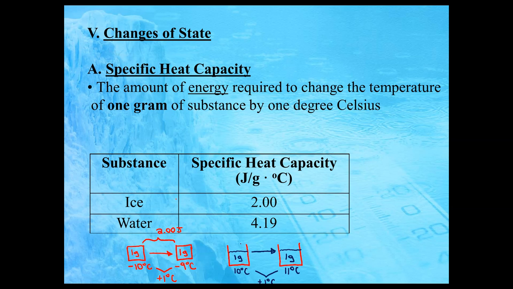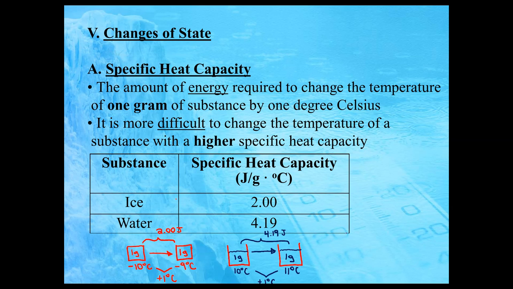The specific heat capacity would tell me how much energy is required to do this, to take 1 gram of substance and increase its temperature by 1 degree Celsius. And for water, I need more energy than ice. So I would need 4.19 joules of energy to change the temperature of 1 gram of water by 1 degree Celsius. The way we're going to interpret this is by identifying what specific heat capacity means in terms of how difficult it is to change the temperature of a substance.